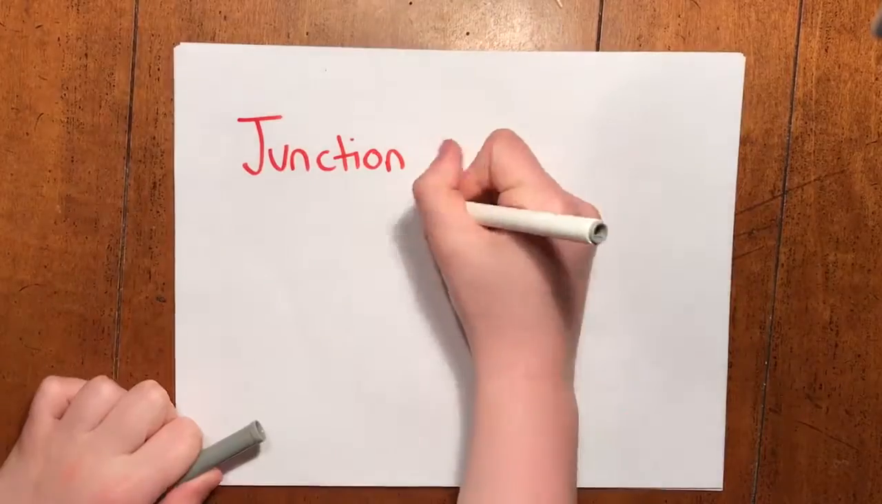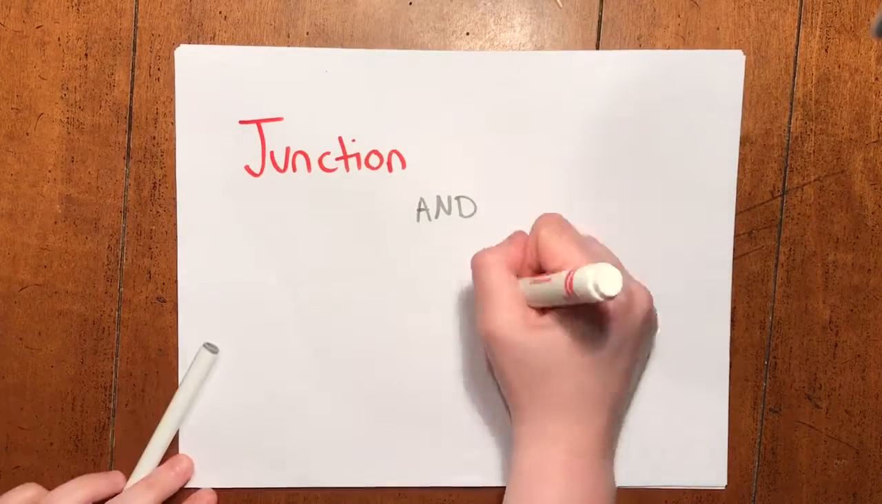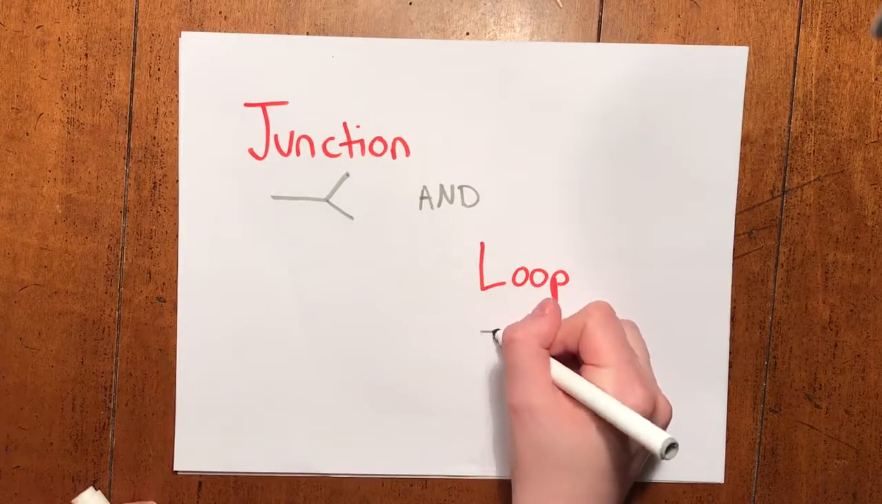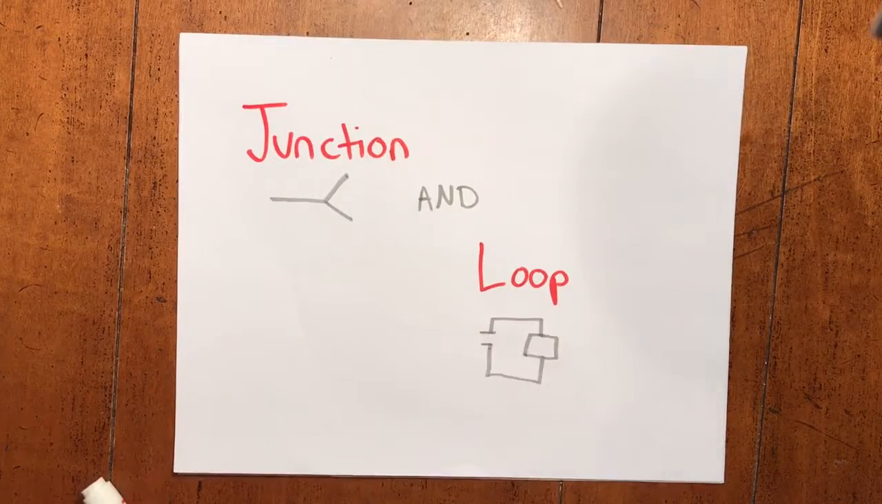Kirchhoff derived the junction and loop rules, which are now known as the Kirchhoff rules. These explain how current and voltage function in an electrical circuit. Today we will be analyzing these rules and how they work.